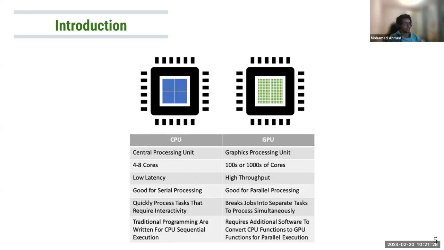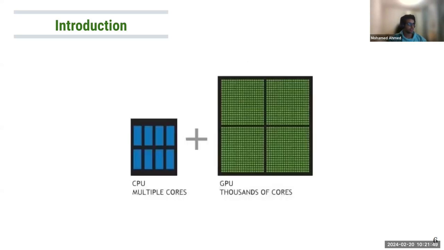But there is a difference between them. Traditional programs written for a CPU are sequential. However, to write a program that runs on a GPU, it needs additional software to convert the CPU function to the GPU. And we'll talk about this in more detail.